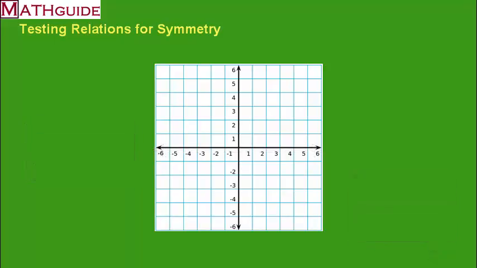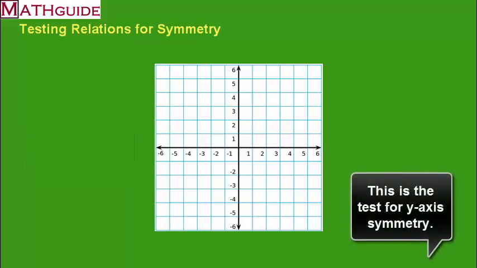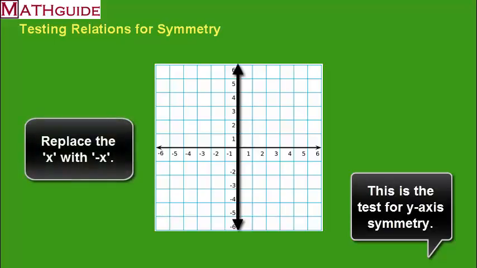All right, let's talk about our second test. If we want to see if the relation has symmetry across the line that is the y-axis, we want to see if the right side looks like the left side. So we are going to replace the x values with negative x. Okay, and we'll simplify it and we'll see how that goes with the example.